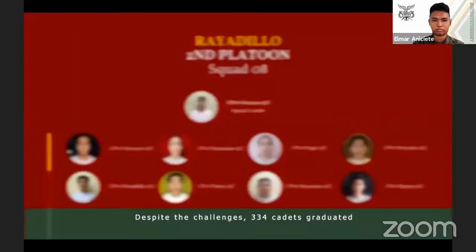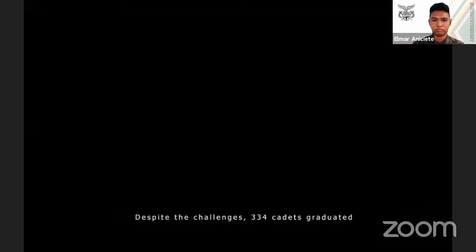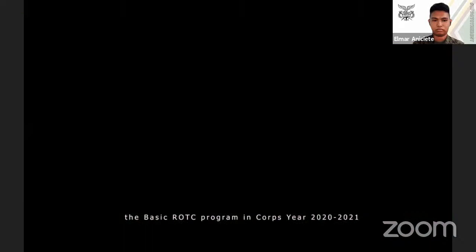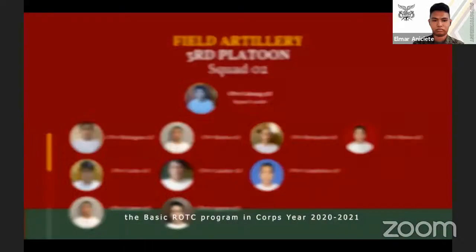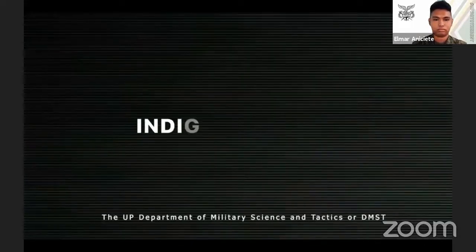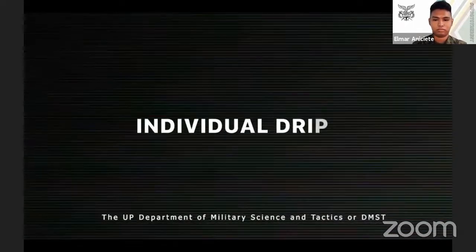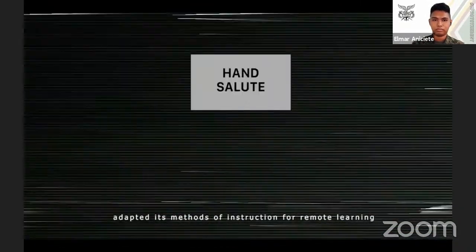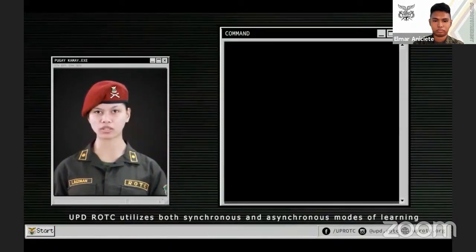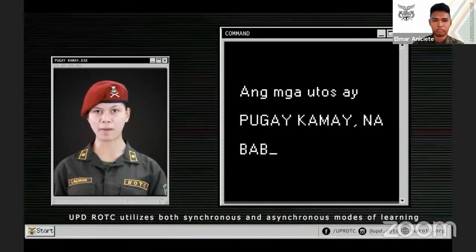Despite the challenges, 334 cadets graduated from the basic ROTC program in core year 2020-2021. How did we do it? The UP Department of Military Science and Tactics, or DMST, adapted its methods of instruction for remote learning. Here's the rundown. UPD ROTC utilizes both synchronous and asynchronous modes of learning.